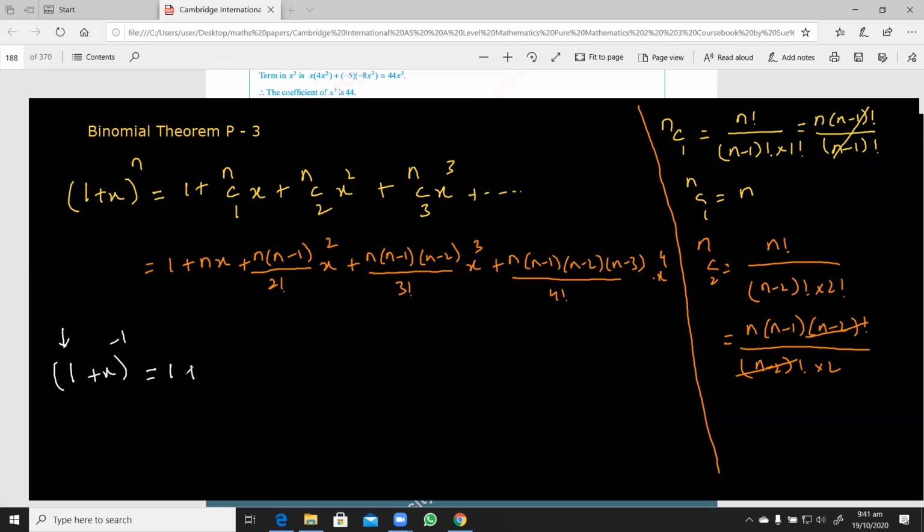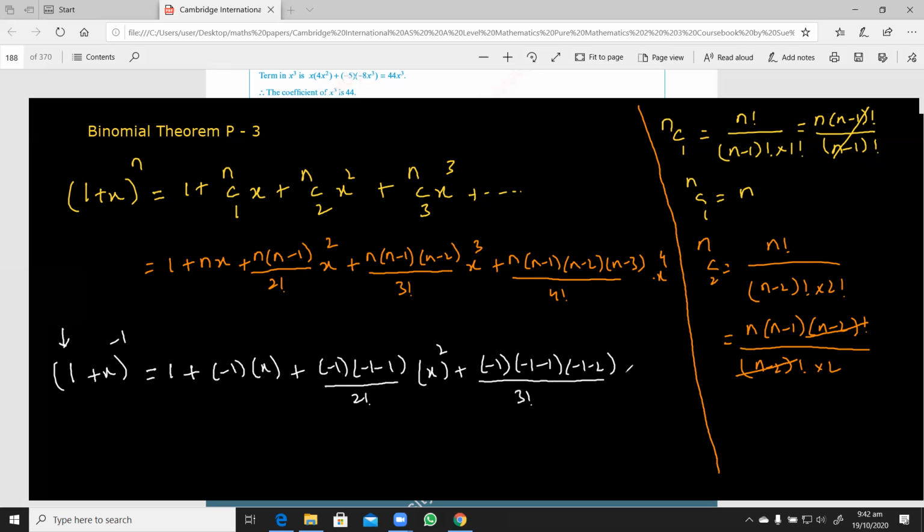You must have questions if you don't understand. This is 1 plus n into x plus n into n minus 1 over 2 factorial into x squared plus n into n minus 1 into n minus 2 over 3 factorial into x cubed. And this goes on up to infinity. There is no limit to this expansion. So normally in such expansions, we are required to find the first 2, 3, or 4 terms. We're clearly told to find the first 3 terms in this expansion.